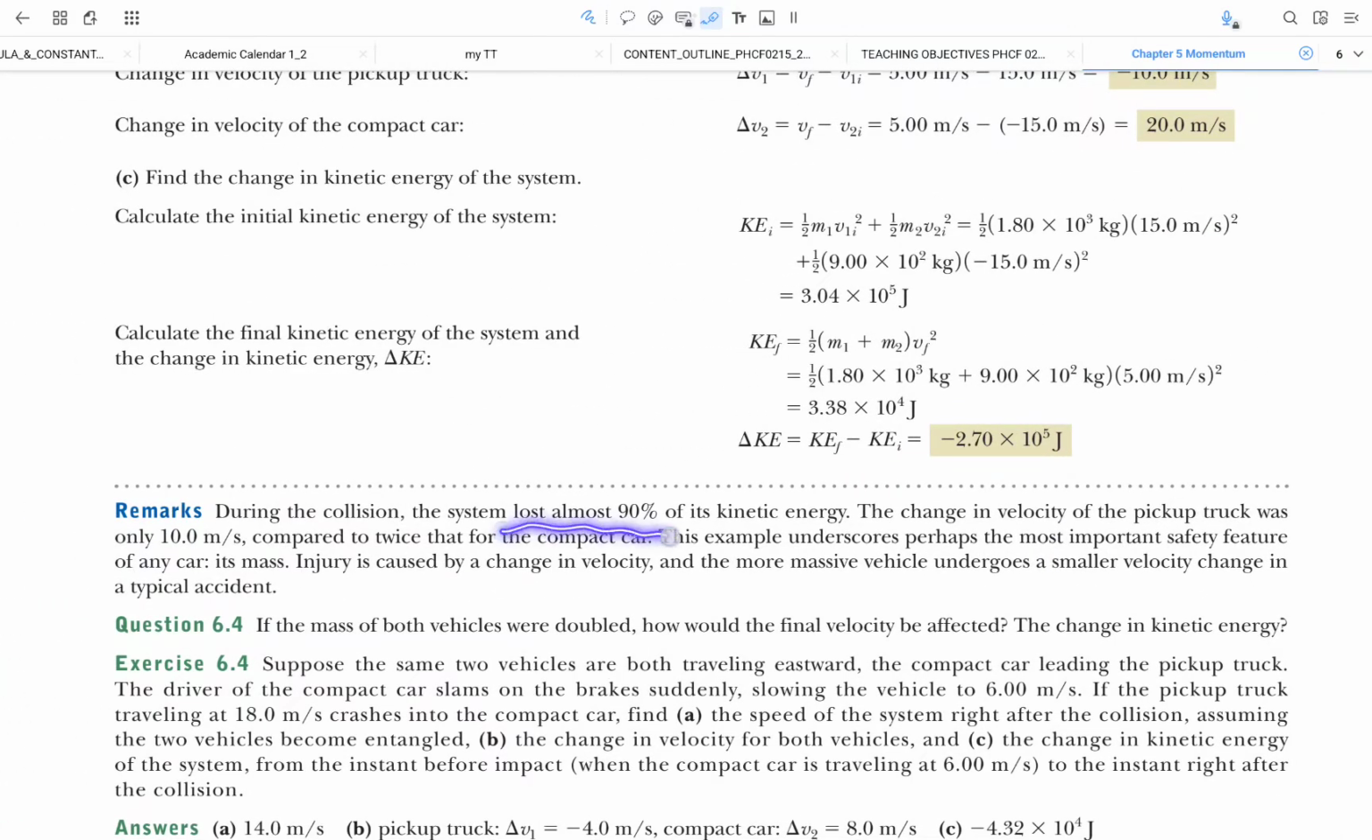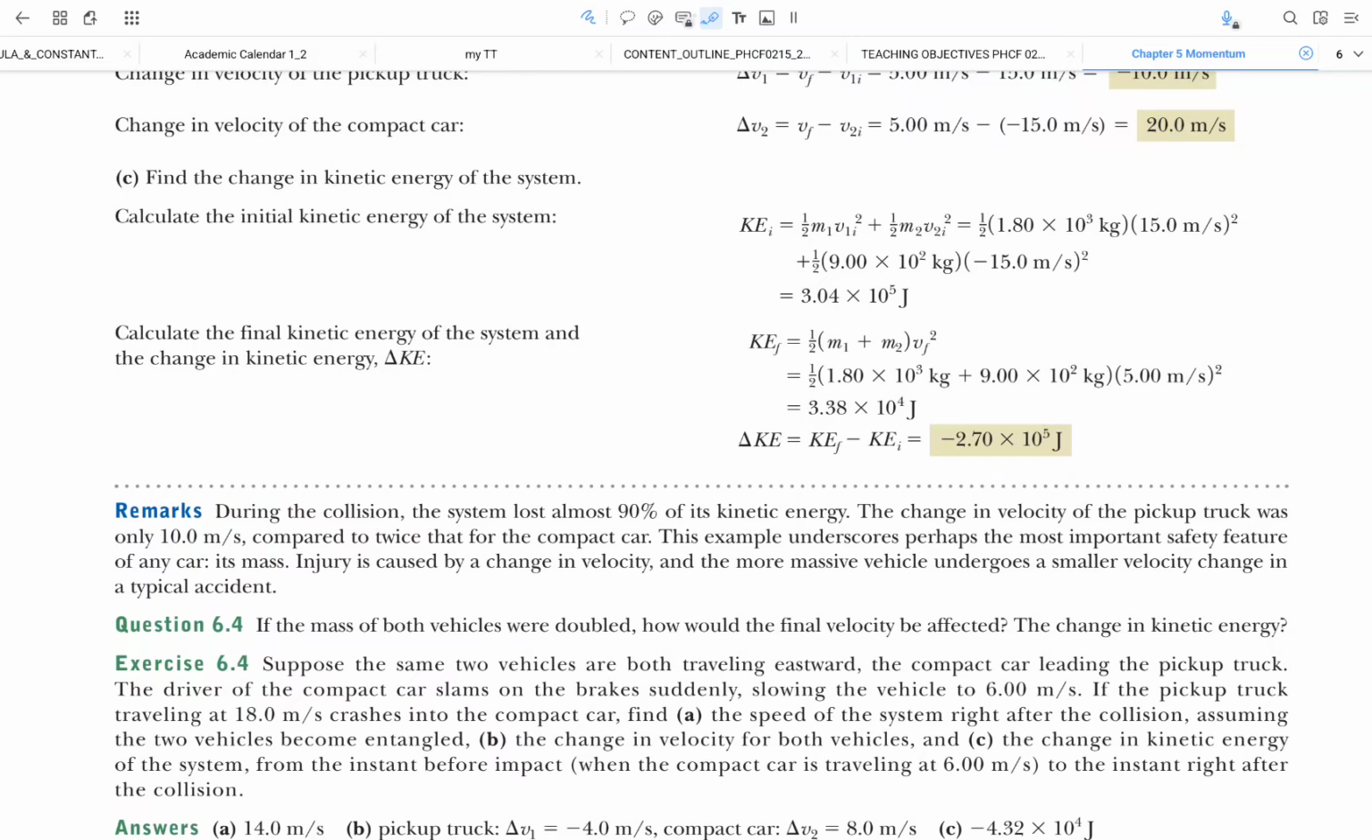Now, according to the description over here, it loses almost 90% of its kinetic energy. How do you get this value of 90%? Very easy. The change of the kinetic energy divided by the total kinetic energy initially, which means negative 2.7 to the power of 5, divided by 3.04 times 10 to the power of 5. And then times 100%. So you're going to get something approximating 90%. So 90% is a huge, big number. Almost all of the kinetic energy is lost.